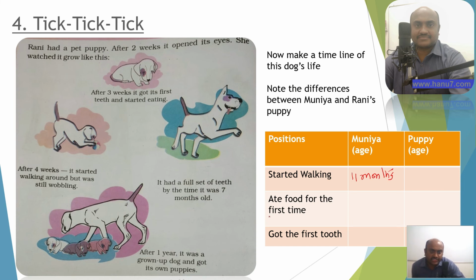And when did Rani's puppy start walking? She started walking in 4 weeks only. Okay, in 4 weeks, not even 1 month. And ate food for the first time. When did Rani's puppy eat the food first time? It is in 3 weeks.